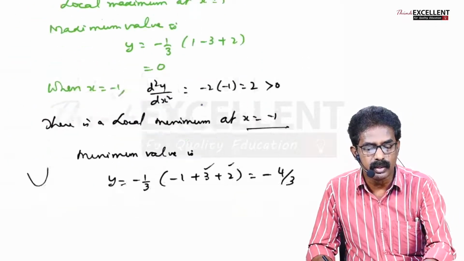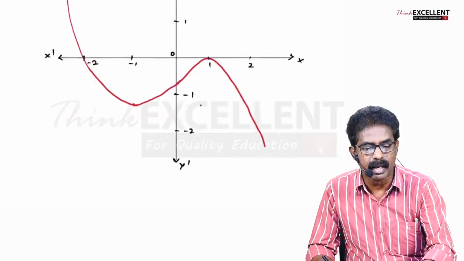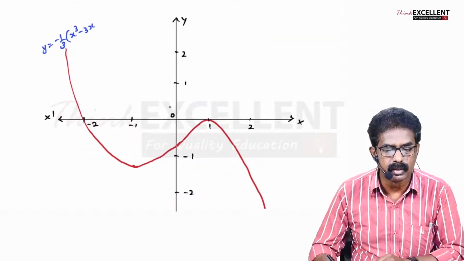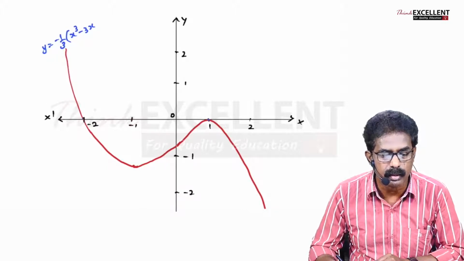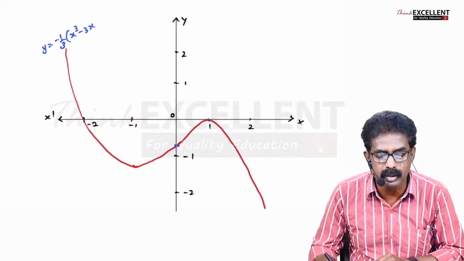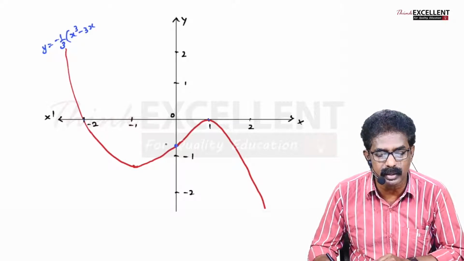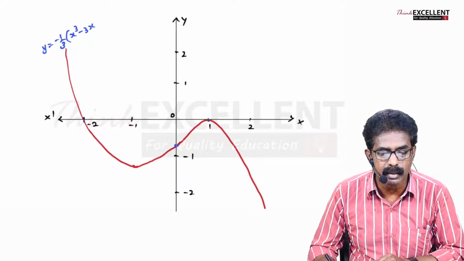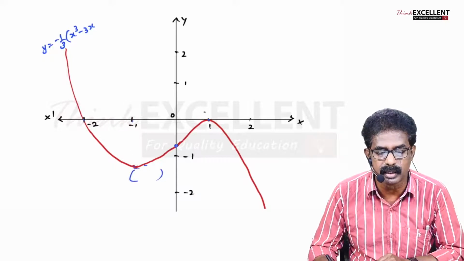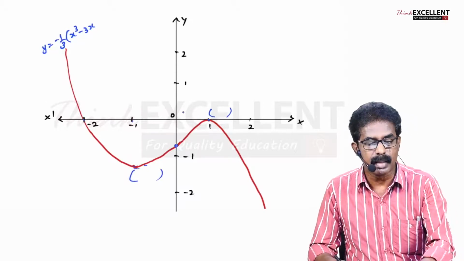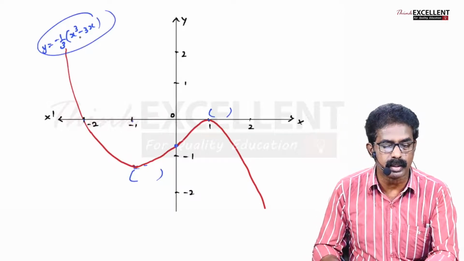So finally you draw a neat diagram after finding everything. So you know the x-intercepts, right? 1 and minus 2, and the y-intercept. Those points also you can plot here. What answers you got, you can write here. And there is a maximum at 1 and a minimum at minus 1 and those values. So that point also you can mention here. So you'll get a rough diagram, and write the equation here, whatever equation you have.